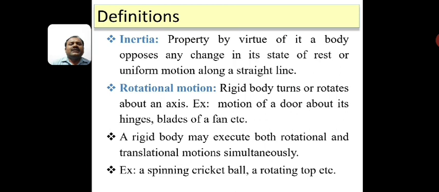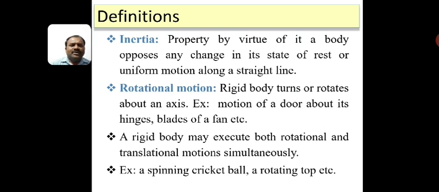And a rigid body can undergo rotational motion as well. A rigid body turns or rotates about an axis. For example, the blades of a fan, or when you open the door, that door is going to rotate about its hinges. These two can be taken as simple examples, or else wheels rotating in a vehicle. All those are examples of rotational motion.